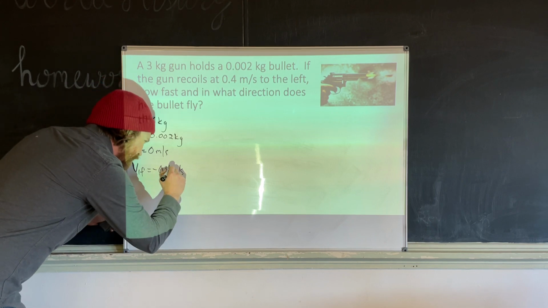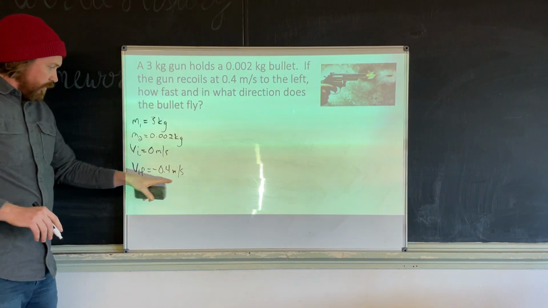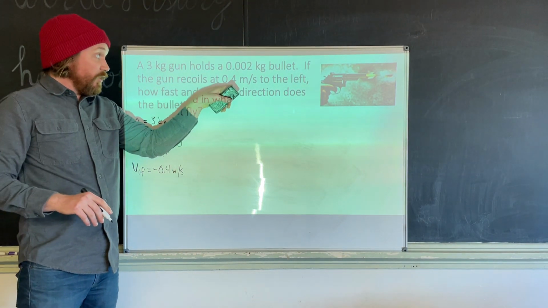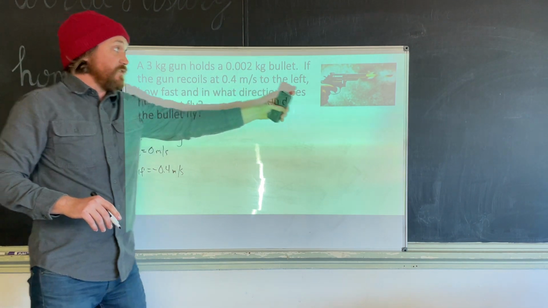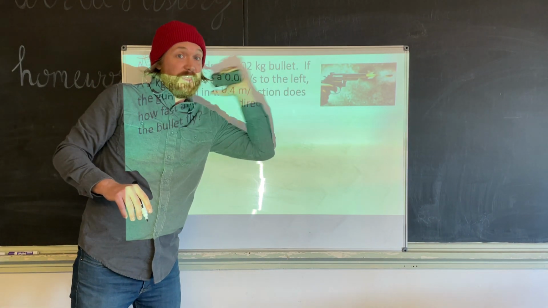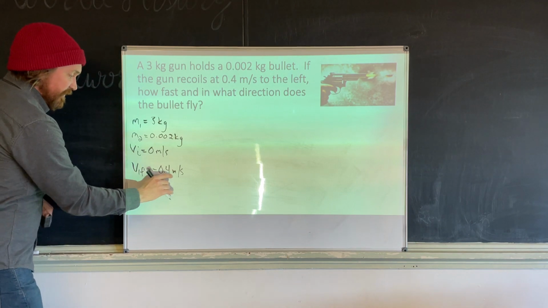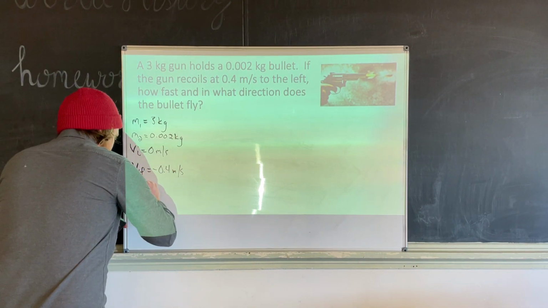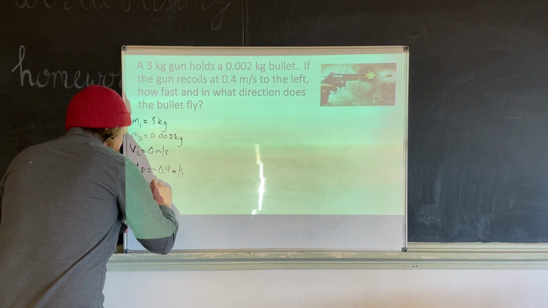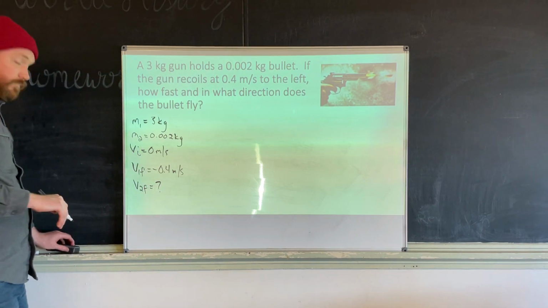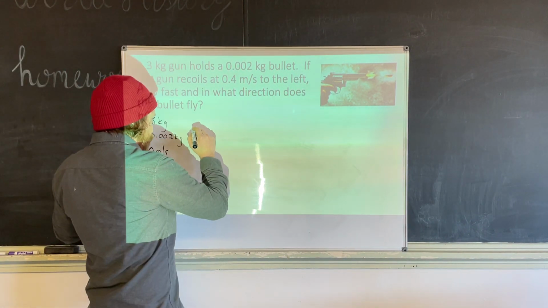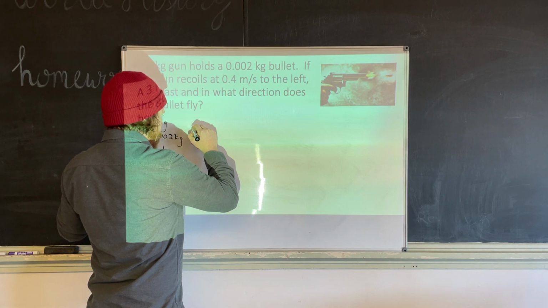Sorry guys, I think I might have had too much coffee today. The gun goes 0.4 meters per second to the left, going this way. We're calling that negative. So this is negative 0.4 meters per second. What is the final velocity of the bullet? Same as the last one. The two objects start off together.